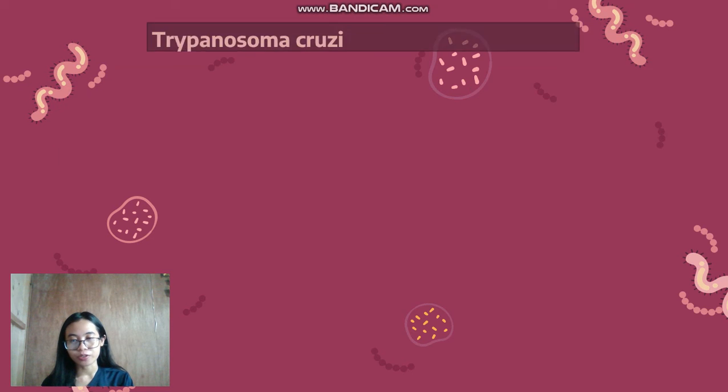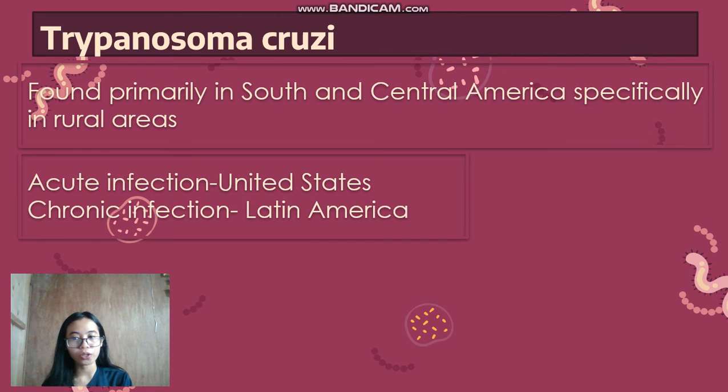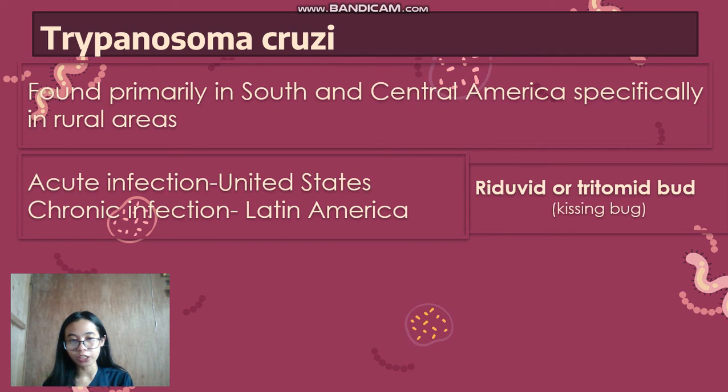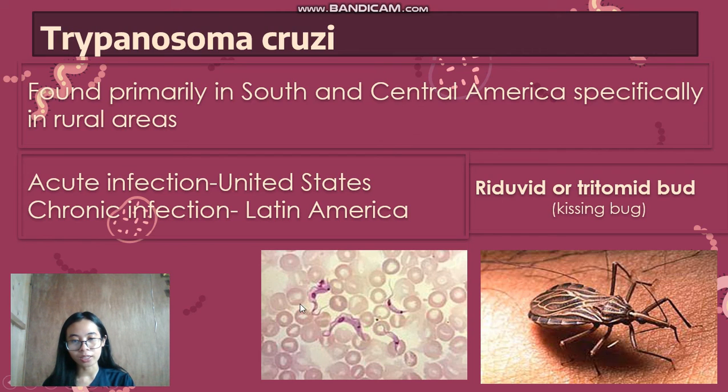So we have Trypanosoma cruzi. The parasite is found primarily in South and Central America, specifically in rural areas. So acute infection is first found in the United States, while chronic infection is in Latin America. So it is transmitted by the reduviid or triatomine bug or the kissing bug. So this is what Trypanosoma cruzi looks like, and this is the kissing bug. It is called the kissing bug because they like to feed on your nose or your eyes.